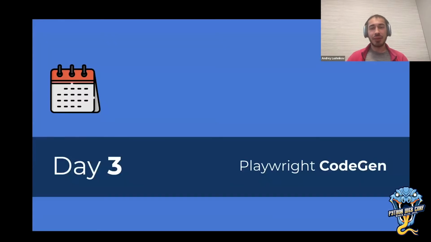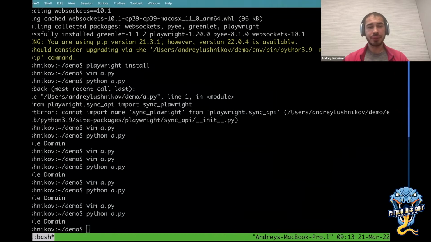Okay, moving on. So we had our first day. We learned what Playwright is. We learned how to use it, how fast it is. Now, let's say we started writing a bunch of Playwright scripts. Now, it turns out it's a little bit slow to write them by hand. What if we can actually automate the whole process? And this is where Playwright codegen comes in. Let me show it to you.